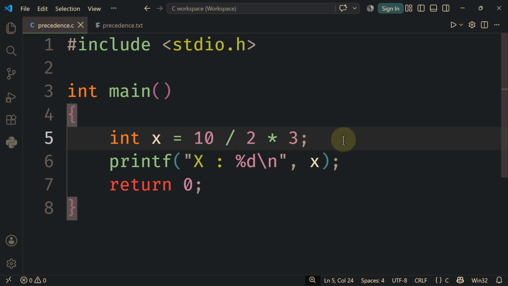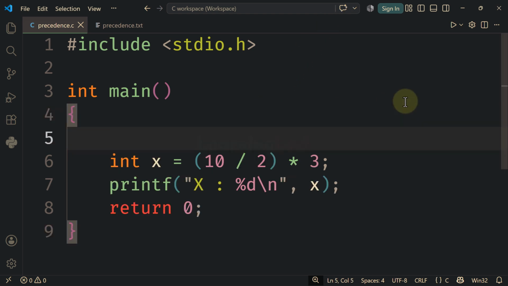Now again here, if you want to perform 2 multiplied by 3 and whatever the result it produces, you want to divide 10 by using that. In that case, again, you can use the parentheses to group the calculations so that the calculation will be performed the way you intend. And also in these kind of situations, you can use the parentheses in order to make the code more readable. For example, something like this. So depending on your need, you can use the parentheses, or you can use it in order to make the code more readable.